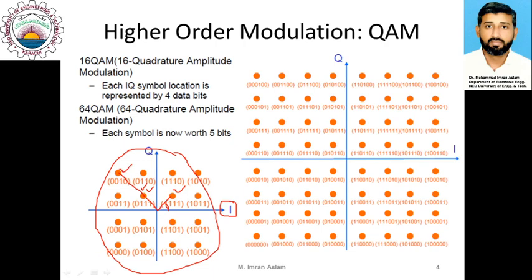Similarly, if you look at some other symbols, say for example this one, and compare it with this one, these two may have the same amplitudes, but they would have different phases. But this one compared with this one may have different phases as well as different amplitudes. So in order to decide the symbols at the receiver side, we need to decide not only the phase but also the amplitude.